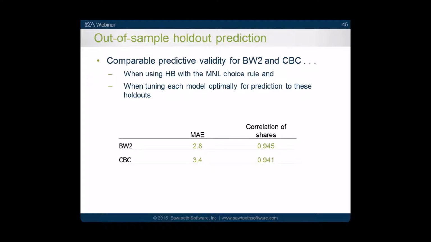When it comes down to the really critical question: can we use this method to make predictions? Can we plug these utilities into a simulator and get good answers? In this case, we did. The best-worst case 2 model had a lower mean absolute error of prediction and a higher correlation of shares with holdout shares than the choice-based conjoint did, even though the holdouts were choice-based conjoint holdouts. So that's kind of an impressive finding.